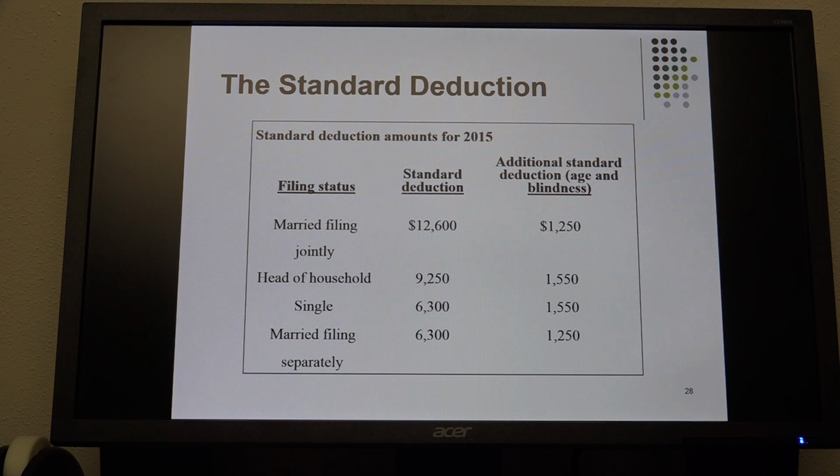And note, here's your standard deduction. You get an additional standard deduction because you have someone who's 65 or older, either the taxpayer and/or a spouse, or if they're blind.